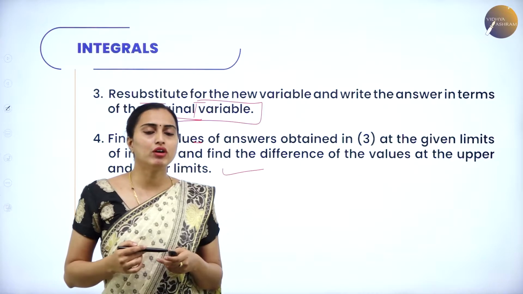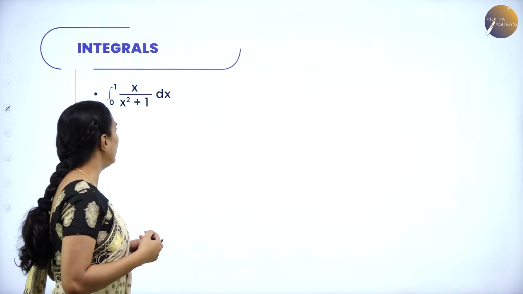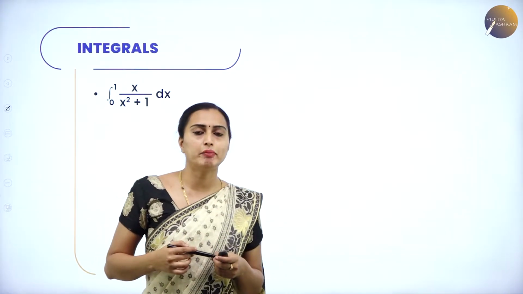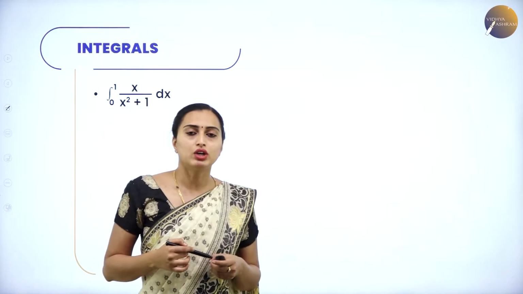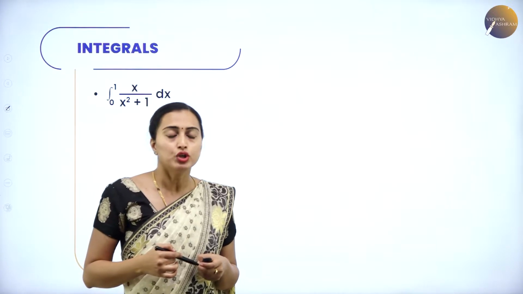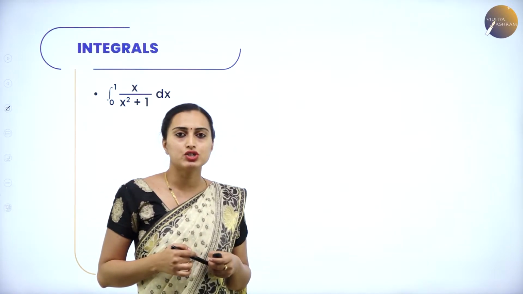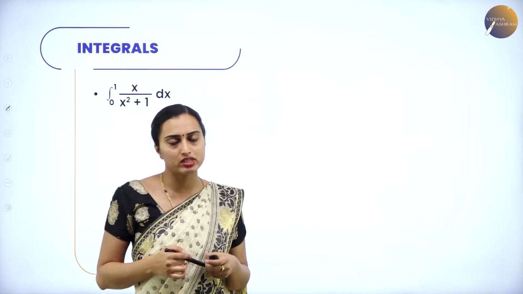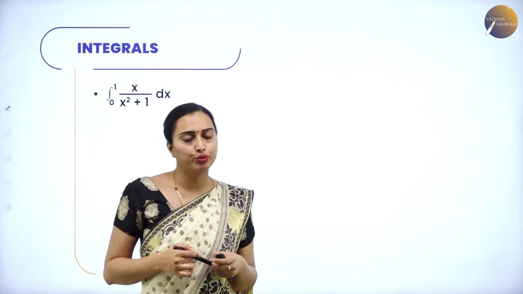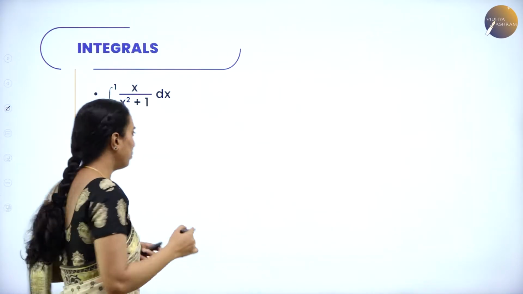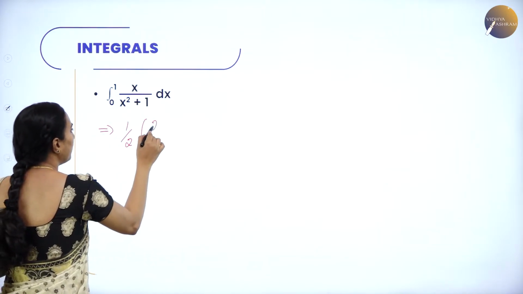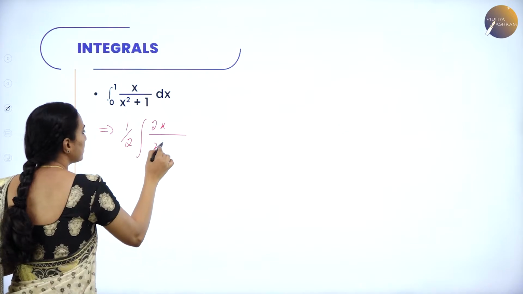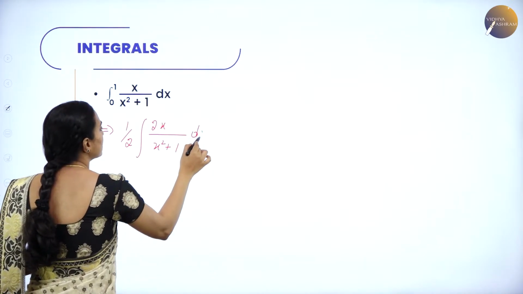Now we'll move on to the problem they have given: integral 0 to 1 of x divided by x squared plus 1. Now dear students, in the denominator you have x squared plus 1. You already know the differentiation of x squared is 2x, but the numerator does not have 2x. So let us multiply and divide by 2, which implies 1 by 2 into 2x divided by x squared plus 1 into dx, isn't it?